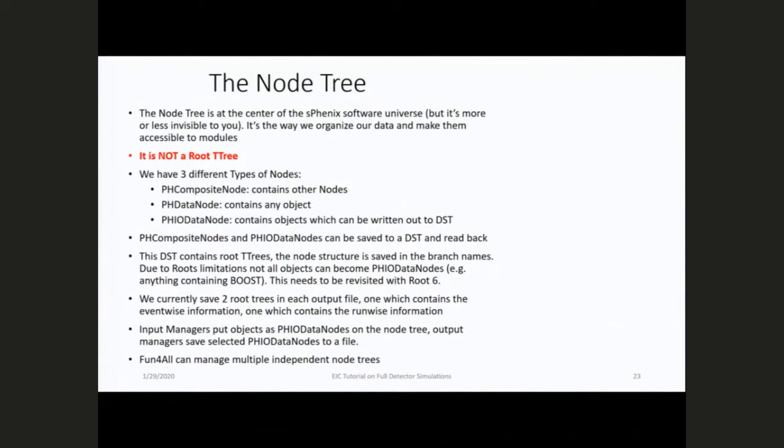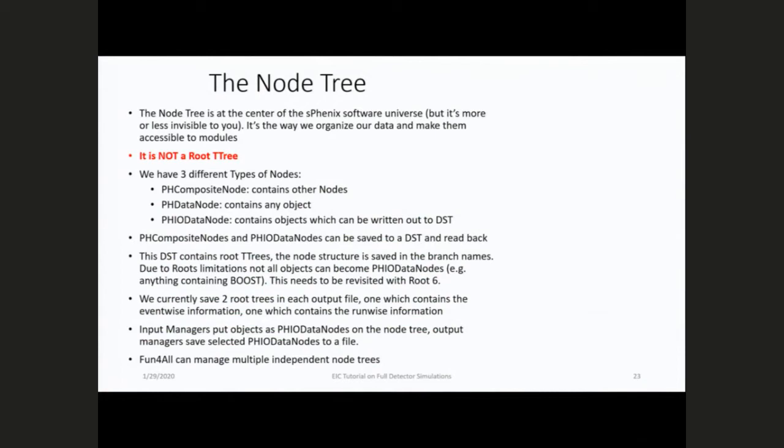What we do, we save 2 ROOT trees in each output file. One contains the event-wise information, and the other one the run-wise information. If you put everything into the same tree, you would have to store the run-wise information for every event. So this is why we split these things. But again, this is transparent to the user. You don't see anything. You get your node tree in memory, just like you saved it.